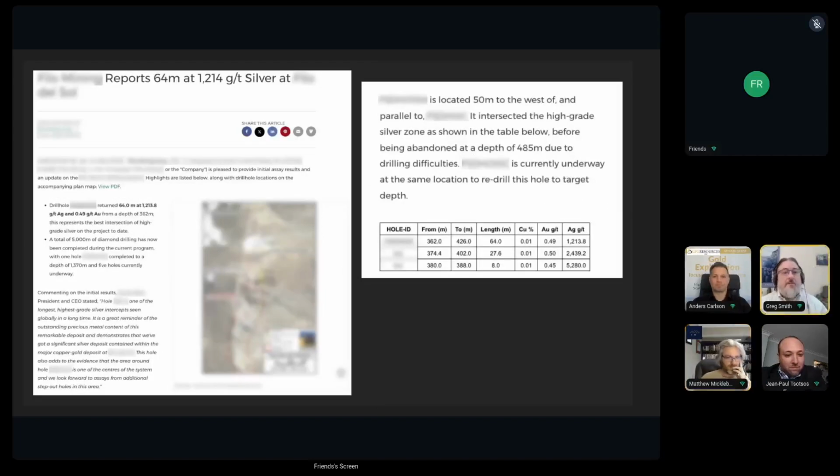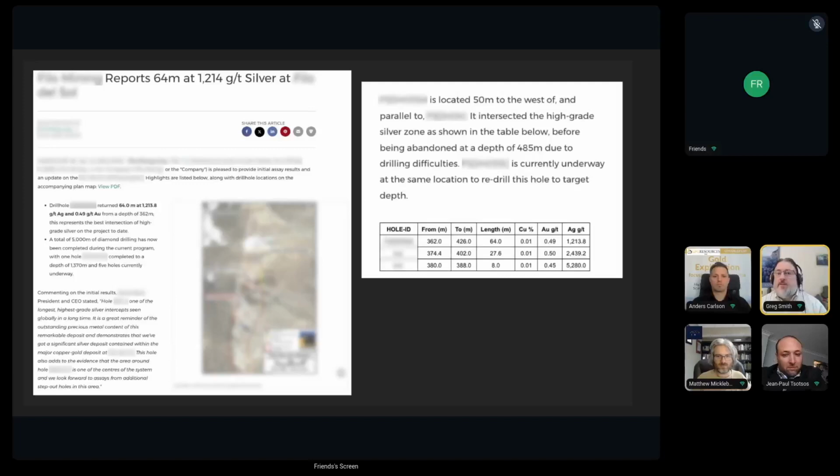Okay, we're looking at some silver again. Again, the highlight is certainly positive, 64 meters. The 1,200 grams silver is economic, underground or open pit. These results are 350, 60 meters down the hole.